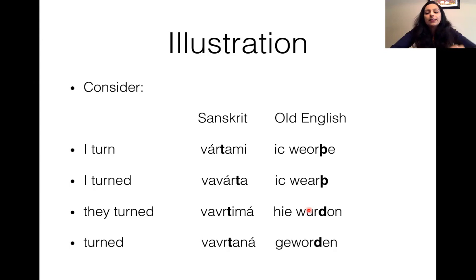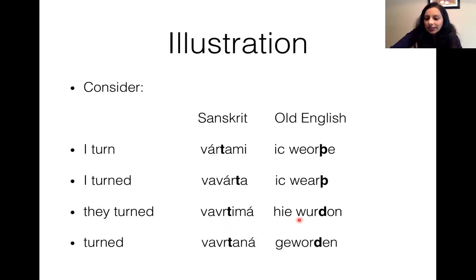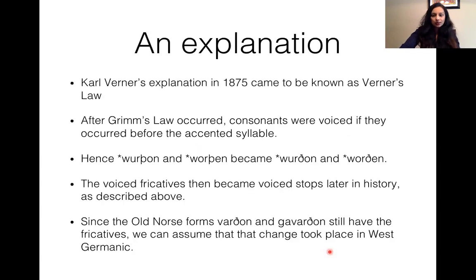But if you notice, there is this change from the th to the z, right? The thorn in all these cases. But when you come to they turned and turned, you can see that the t goes to the d, right? So the Sanskrit forms show that the consonant was a t, but Old English has the th, the thorn symbol, which was the th, like three. But how do we explain this? How do we explain wurdon and geworden, right? How do we explain the t to the d? So this was an exception to Grimm's law.